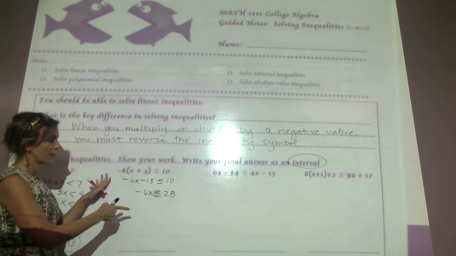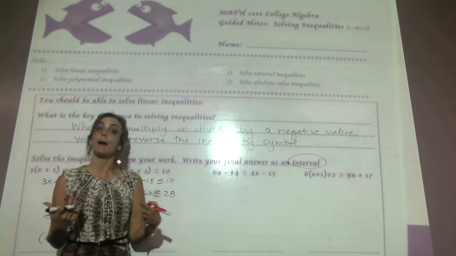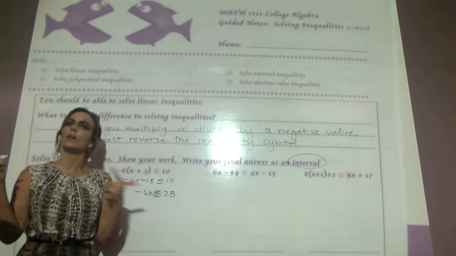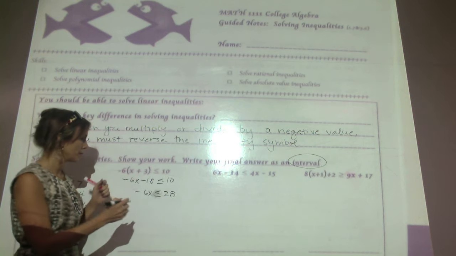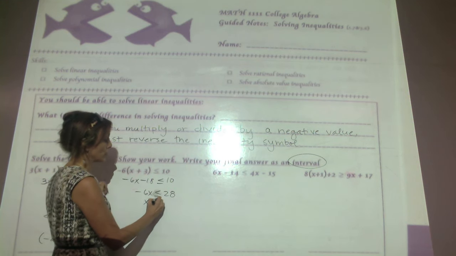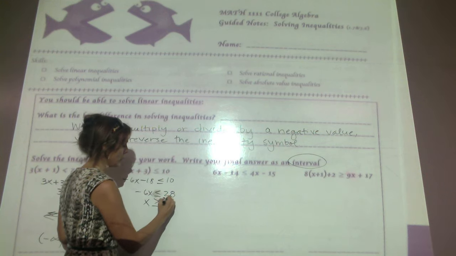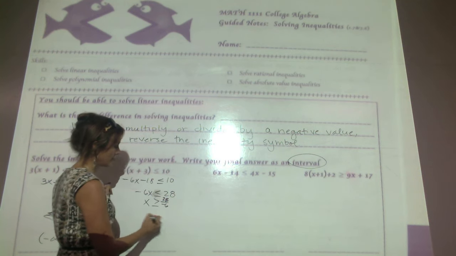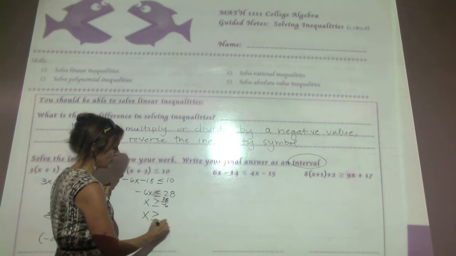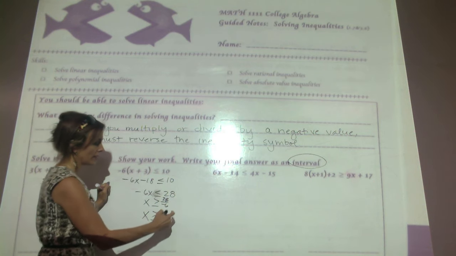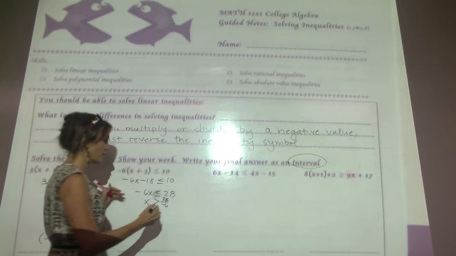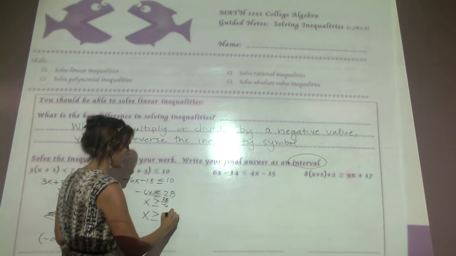Okay, and then divide through by the -6. Oh, divide by negative, what do we have to do? Reverse that inequality symbol. Okay, so x is greater than or equal to 28 over -6, which would reduce, 28 over -6 has a common factor of 2, to -14/3.